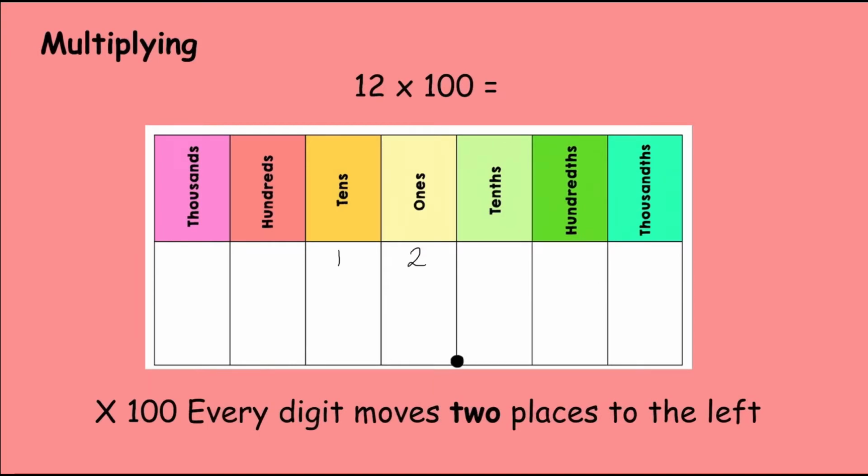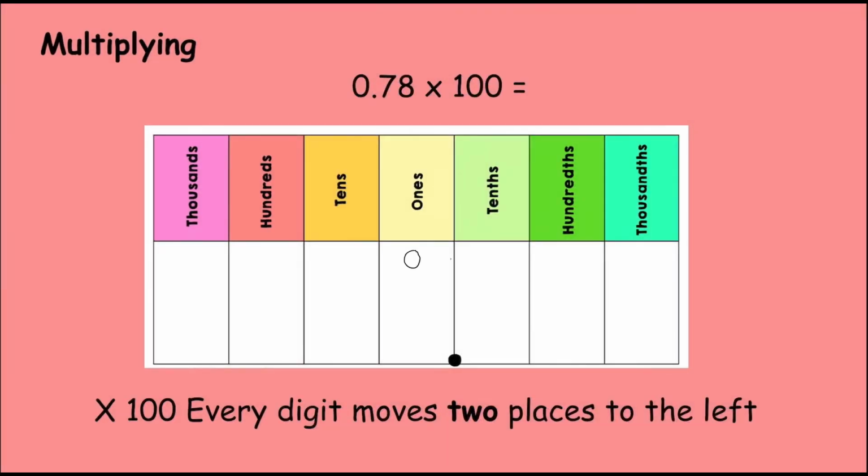When multiplying any number by 100, the number now moves 2 places to the left. So the 1 goes from the tens to the thousands, the 2 goes from the ones to the hundreds, and we add 2 zeros as placeholders. Therefore, 12 times 100 is 1200.